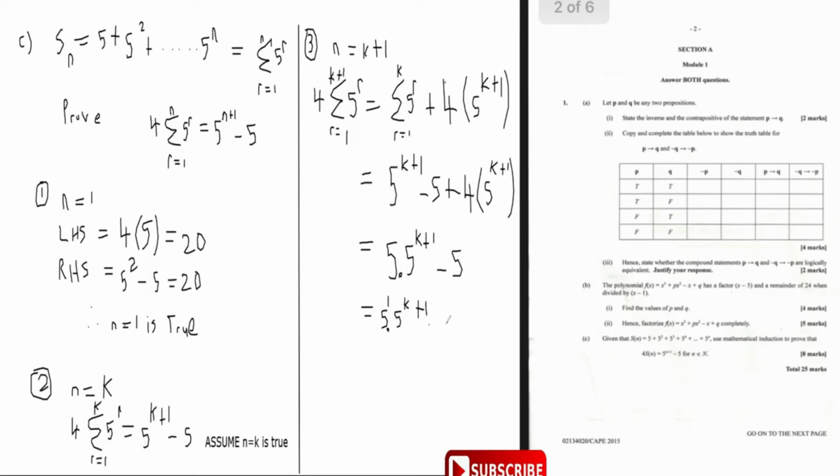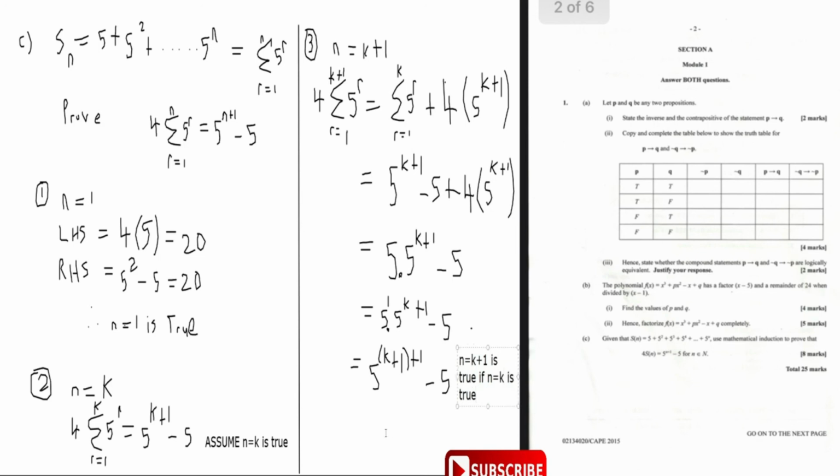Whenever the bases are the same, we add the powers. So this becomes 5 to the k plus 1 plus 1, we add the powers, minus 5. And so therefore, n equal k plus 1 is true. So we can write our conclusion now. Therefore, n equal k plus 1 is true if n equal k is true.